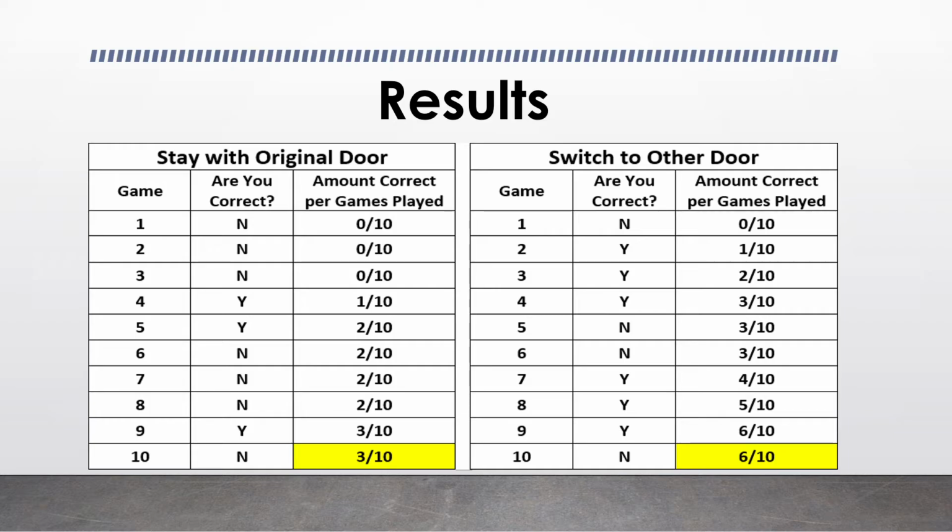All right, so here is our final results. As you can see, when you stay with the original door, you have a grand total of getting 3 out of 10 right. This is close to my original guess of a 1/3 probability, or 30%. When you switch to the other door, you can see that's double. You got double the times right, 60%. It's hard to make 66, but honestly, these results are very accurate to what the original probability was hypothesized.